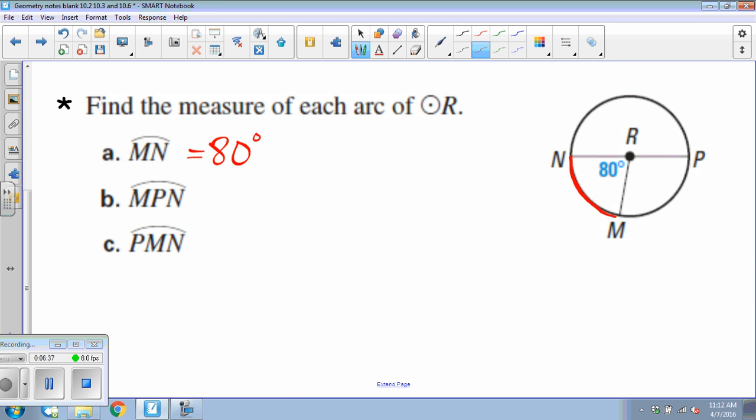Okay. Arc MPN. Let me use a different color. So M, P to N, all the way around is what? 360, right? So it's 360 minus 80, 280. Okay? And then PMN. What's that? 180, because that's a straight line. Okay. Any questions?